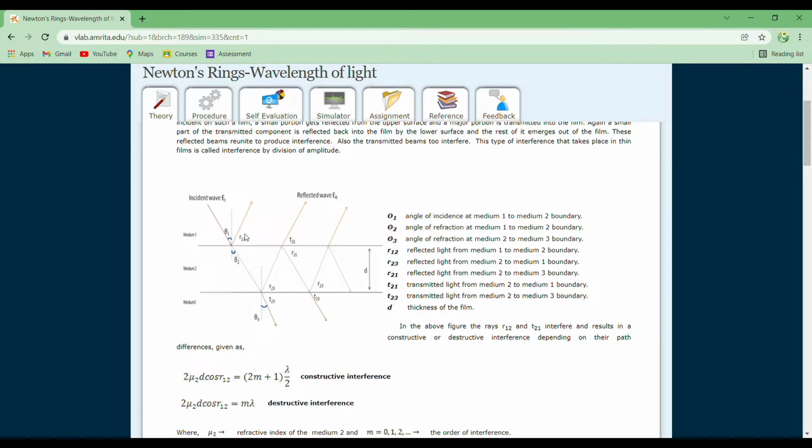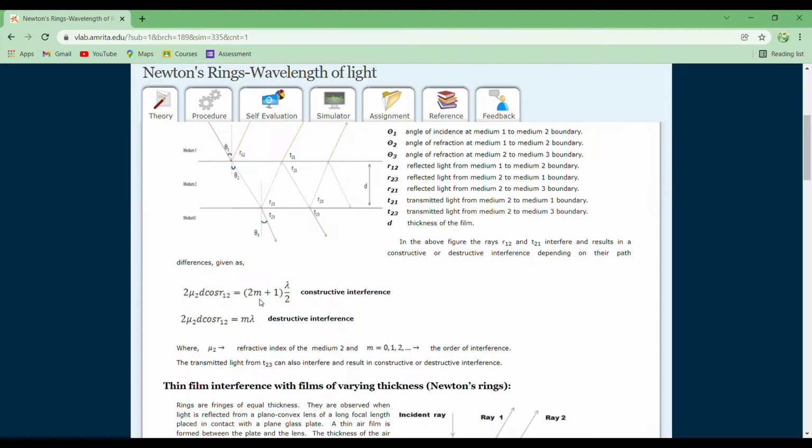How? When the incident wave is reflected from the thin film, it has a phase difference of pi, and when it is refracted from the thin film, it has a phase difference of pi. So having a phase difference between the reflected and refracted wave, we get a phase difference of pi, and that's why this produces the interference fringes.